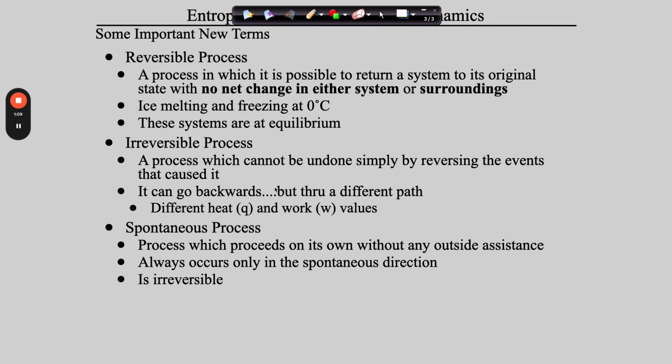So we say that nothing's happening. But what's really happening is both processes are happening at the same time. So it's spontaneous in both directions. We call that reversible. So if it's reversible, it's happening spontaneously in both directions. But we don't call that spontaneous. We call it equilibrium.